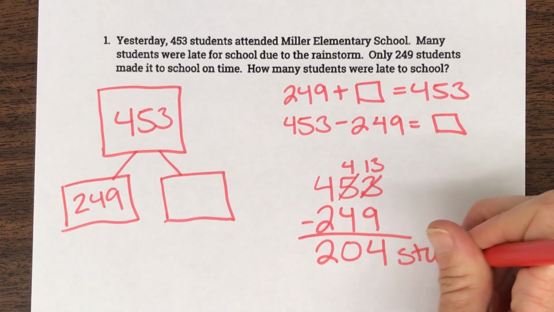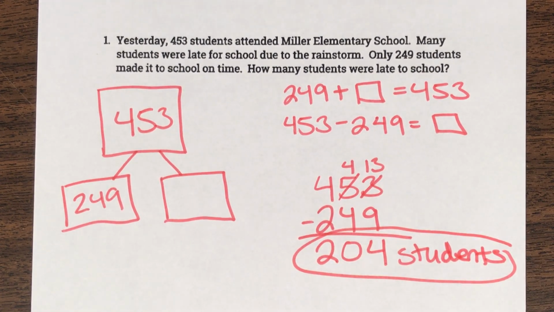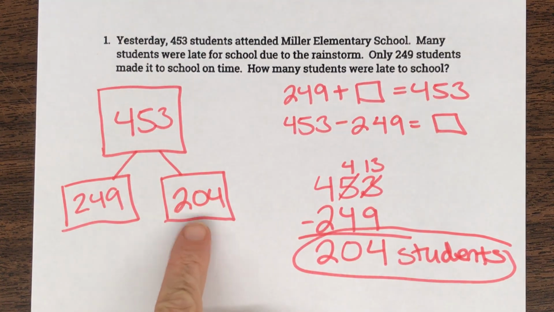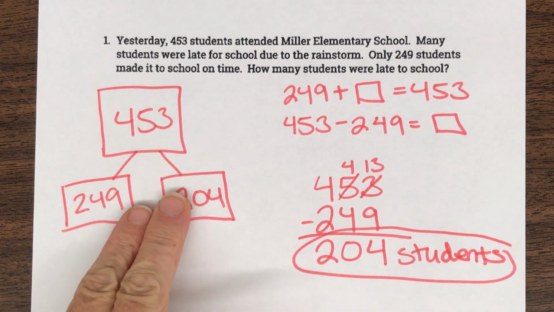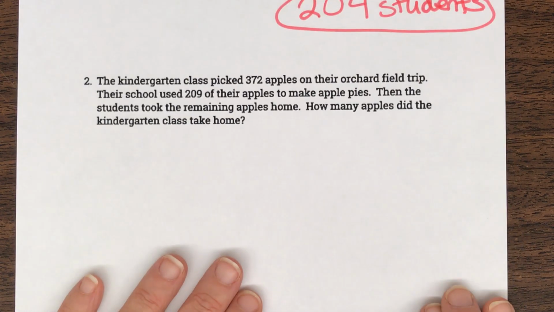So I know that 204 students were late due to the rainstorm. So my other part is 204. So those two parts equal my whole. Okay, let's look at another one.